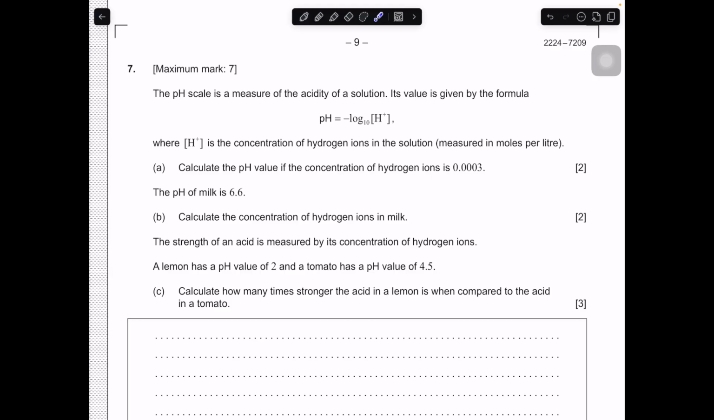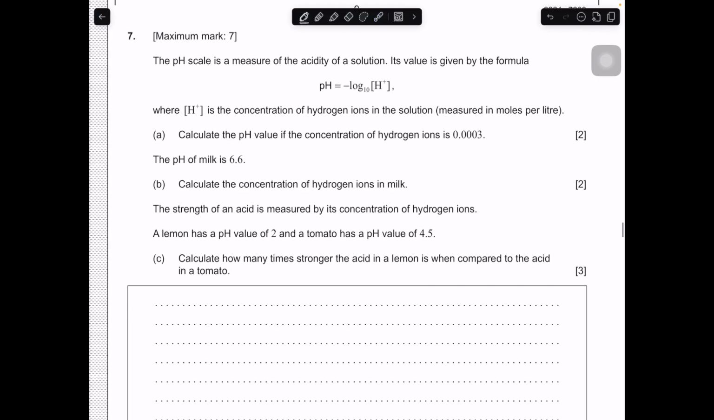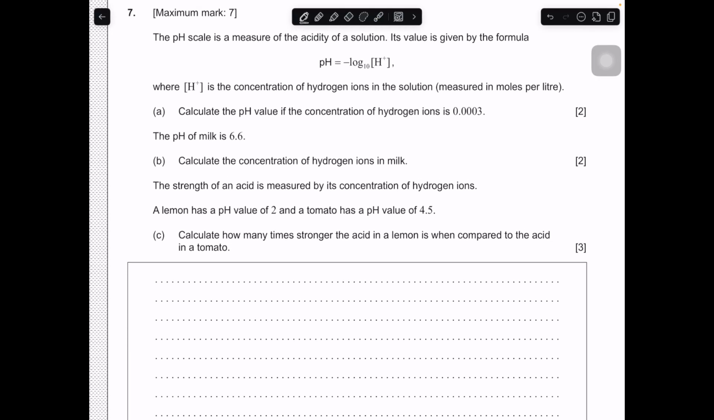All right, part A, they ask us to calculate the pH value if the concentration of hydrogen ions is 0.0003. So this H+ is the concentration of hydrogen ions, and we're asked to find the pH. So if we have an input-output situation, that is, the pH is related to the concentration of hydrogen ions, we should be able to put this value of 0.0003 into this equation, and then this should give us the pH. And so essentially this is just an input-output kind of question. So let's go ahead and write this out.